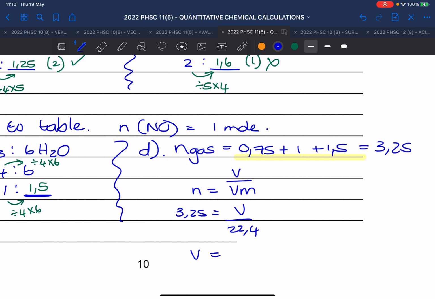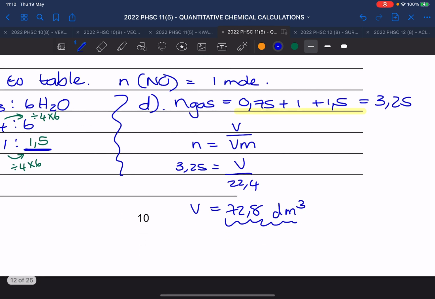No, standard temperature is 0 degrees Celsius. Okay, and Boitsepu. 72.8. And the unit? Decimeter per cubic. Not per cubic, just cube, but good. Bongani, decimeters cubed is the same as what?